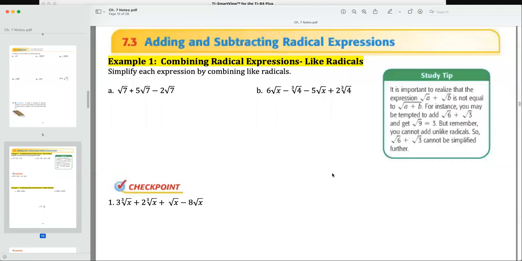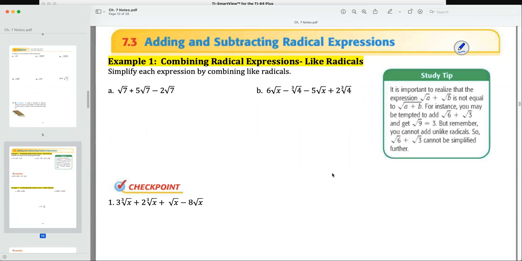Okay, in this section, we are adding and subtracting radical expressions. And when we are adding or subtracting these types of expressions, we can only do so when they have like radicals. What that means is what's inside of the radical and the actual root of the radical itself all has to be identically the same in order for us to be able to add or subtract.